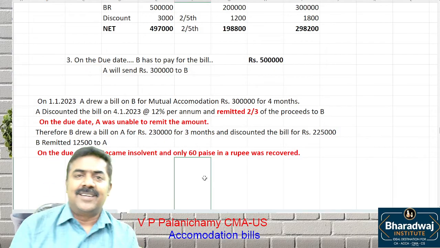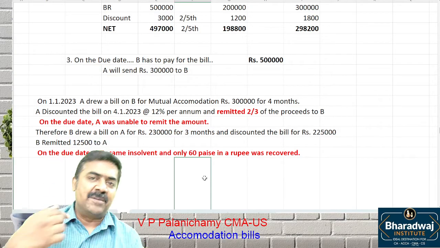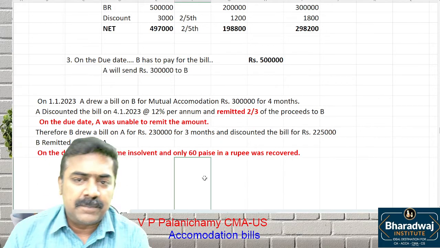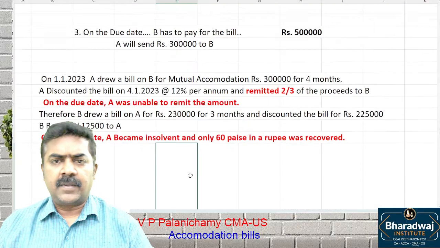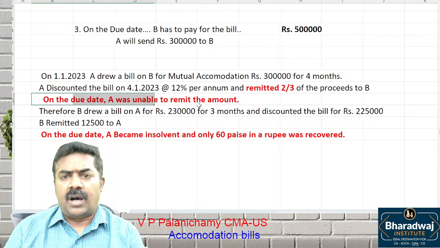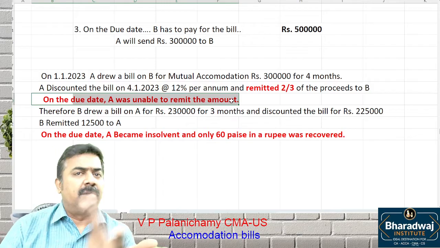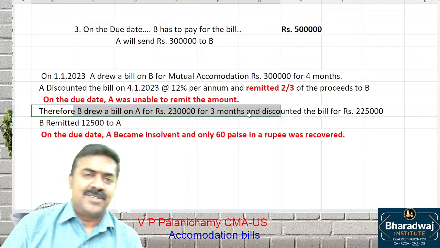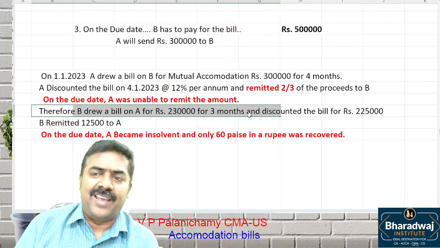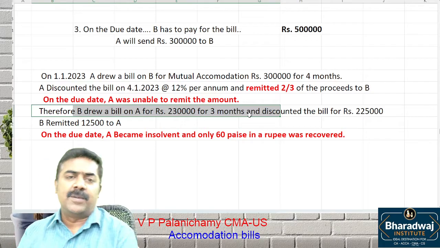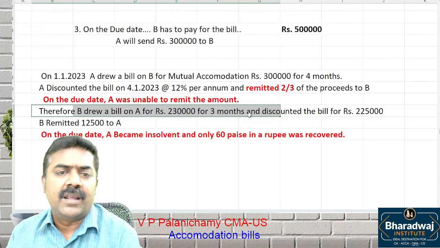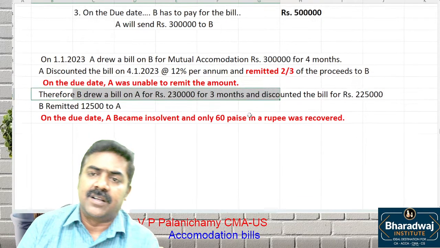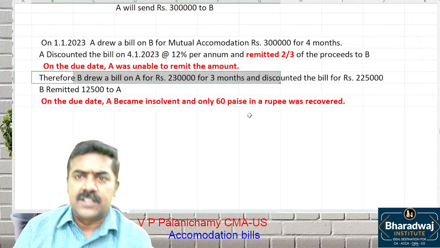Who is drawing the first bill? A on B. You discounted the bill. On the due date, you should have sent me the money to pay the bill, but you are not sending me the money. Therefore, I am drawing a bill on you. So the second accommodation bill, B is drawing on A, and I discounted the bill and remitted 12,500 to A. On the due date, A became insolvent. Only 60 paise in a rupee was recovered. I request you to copy this question. It's a typical examination question for 8 marks.